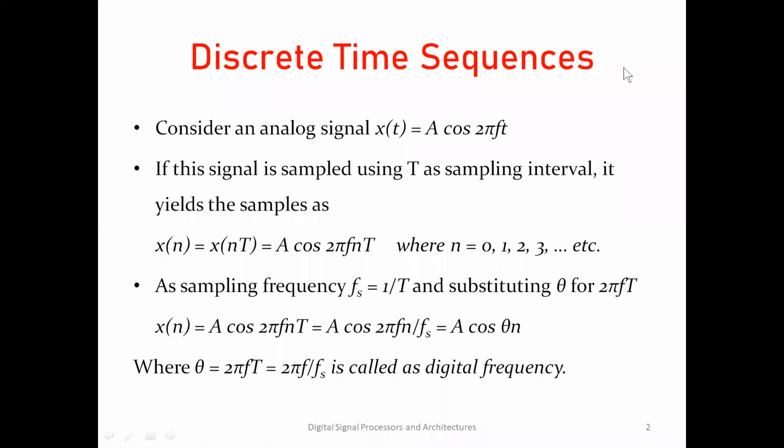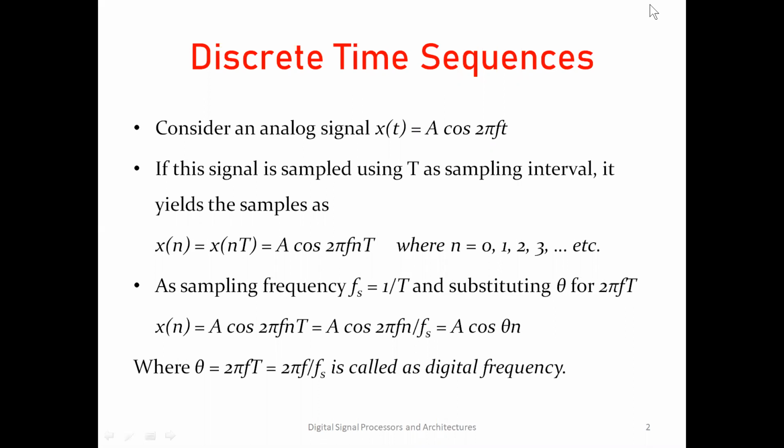Welcome to the second lecture of Digital Signal Processors and Architectures. Let us see a very brief introduction on some of the things required for the next coming topics. So, starting with the discrete time sequences.